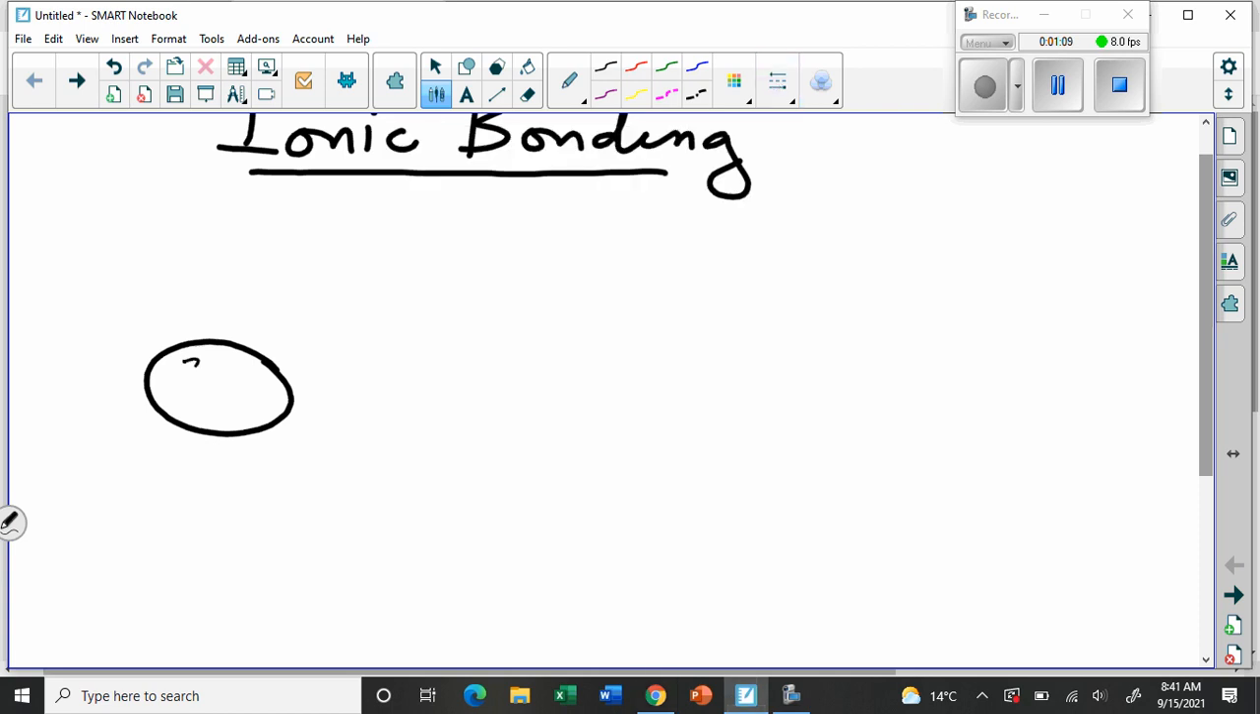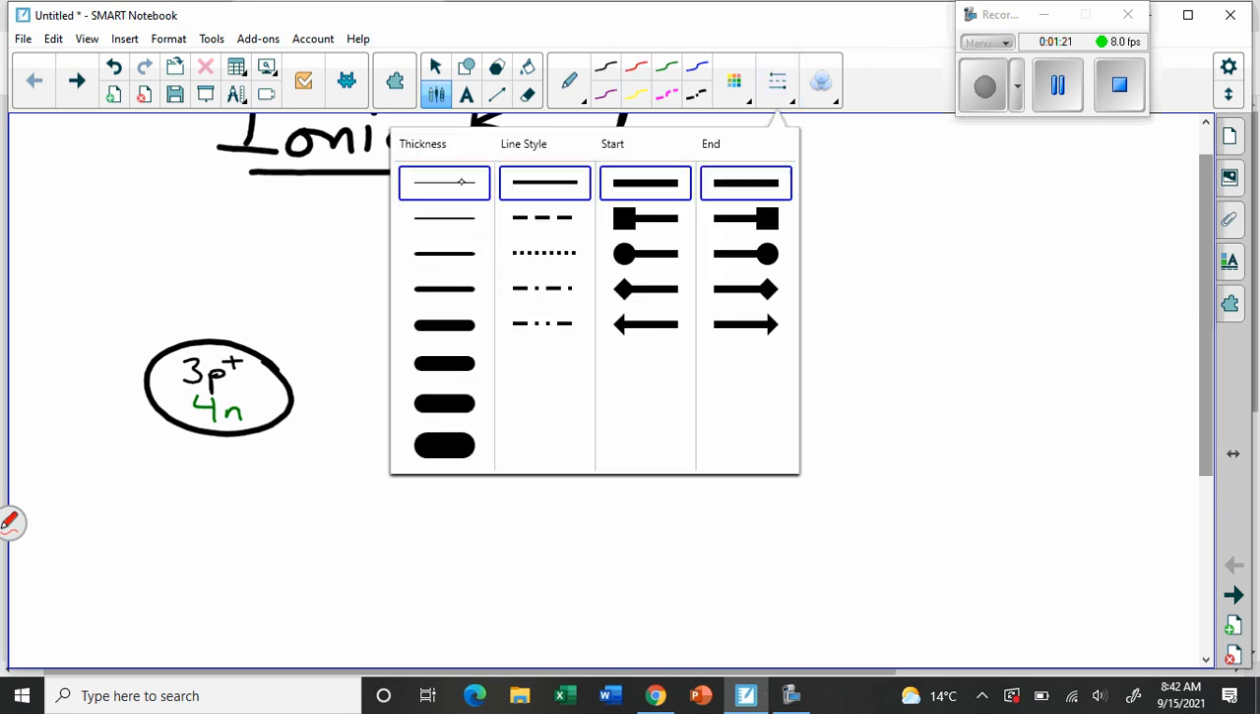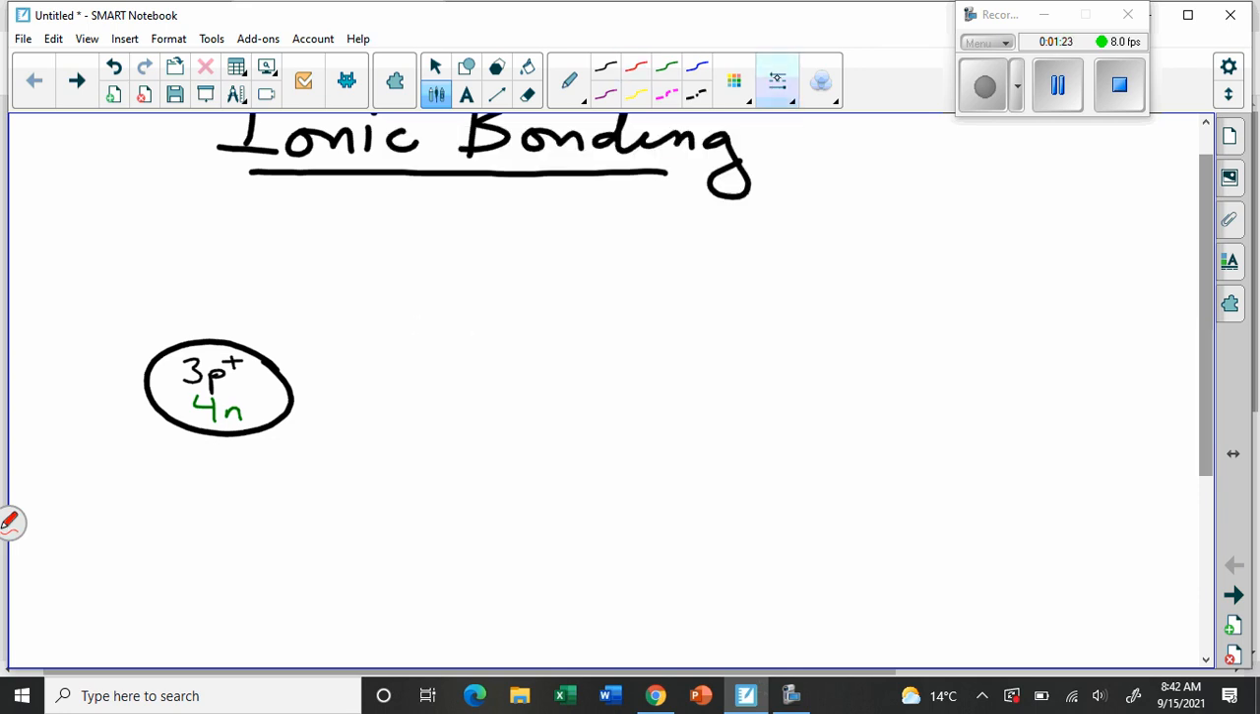And we can put 3 protons here in the middle. We can put 4 neutrons here in the middle. And then we can put the electrons up above in their sort of energy levels, right? So in the first energy level, we would put 2 electrons. And then there's still one more, so we would put it out here in the second energy level.